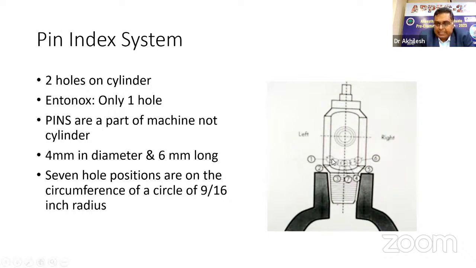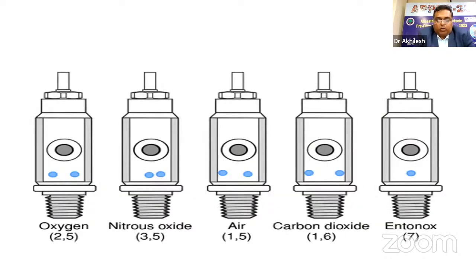And these pins form an angle of 60 degrees. Pin number 7 is in the center. So 7 hole positions are there on the circumference of a circle, and the diameter of the circle is 9/16 inch. Again, a number. When we talk about the cylinders, they have holes. This is oxygen 2,5 position, nitrous oxide 3,5, air 1,5 and Entonox, which has only one position, and that's the central position of number 7.